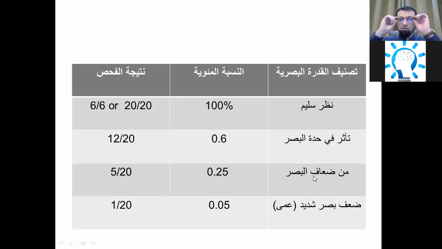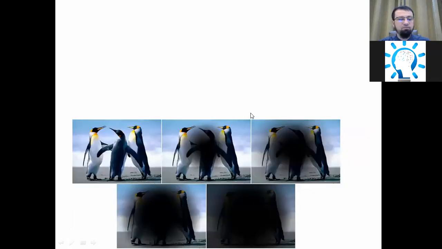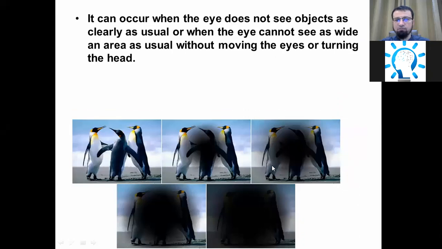In case the patient is using glasses and a proper assessment is done, this is called low vision. As an occupational therapist, I cannot assume. I need to send him for further assessment. And this one, 0.05, is severe low vision. This is an example of low vision, how the picture could be, and we can see here as well. And for full darkness, the patient cannot see at all.